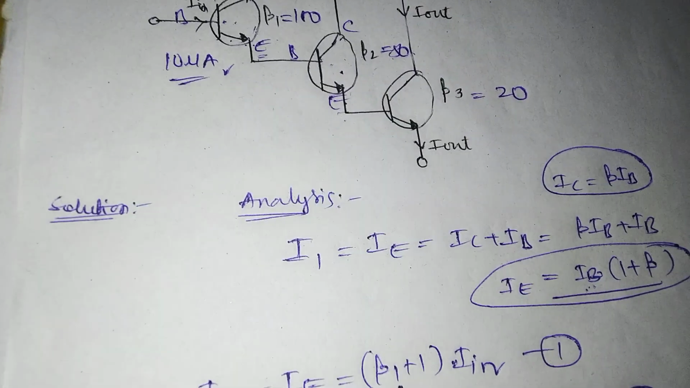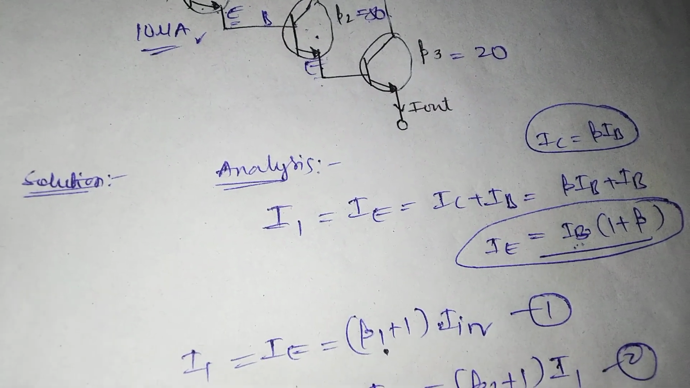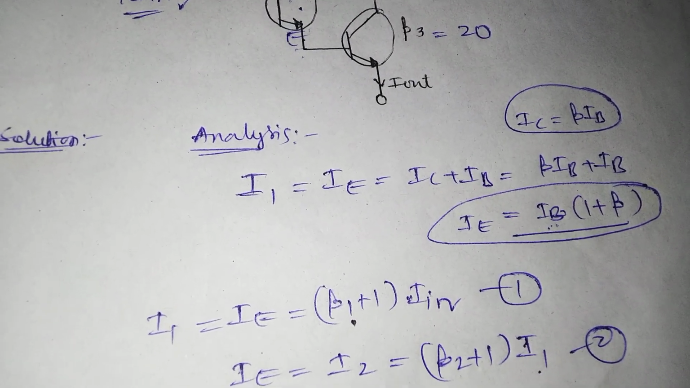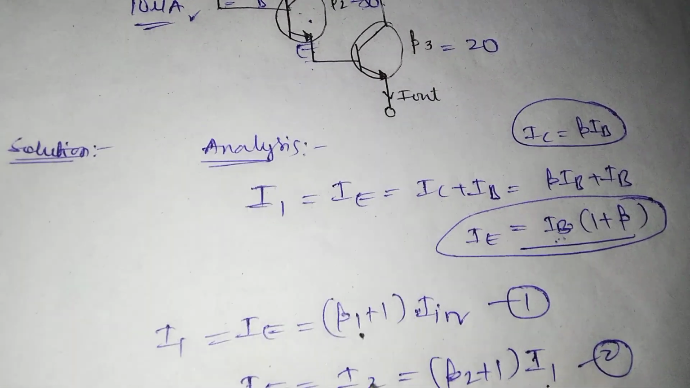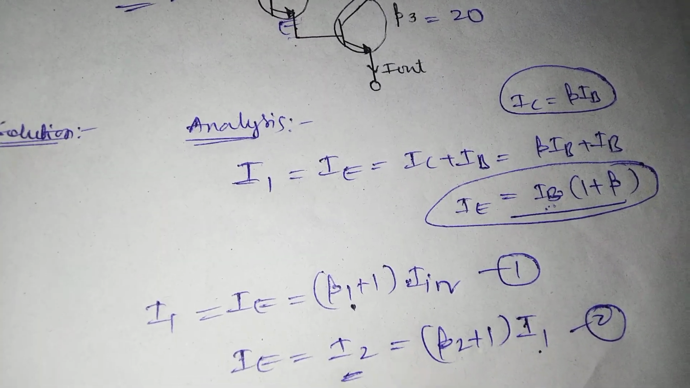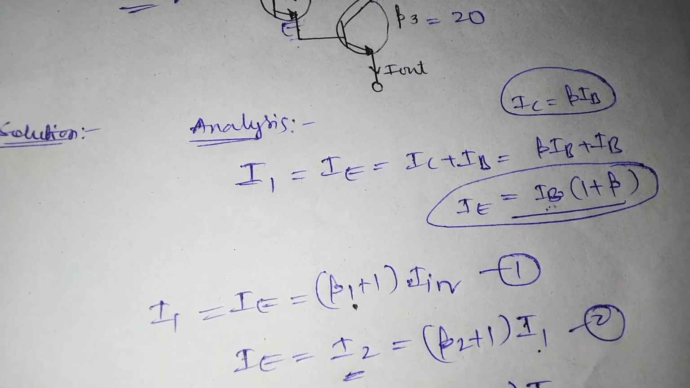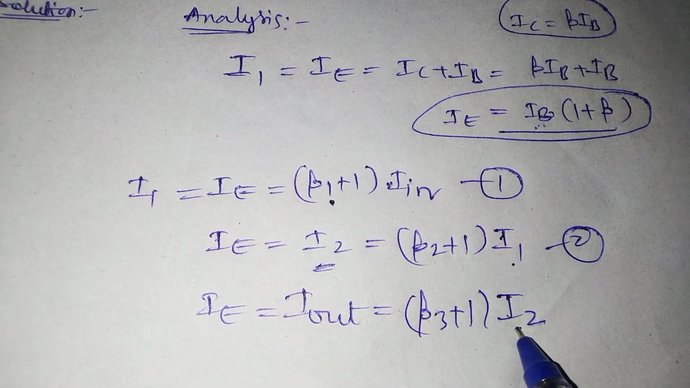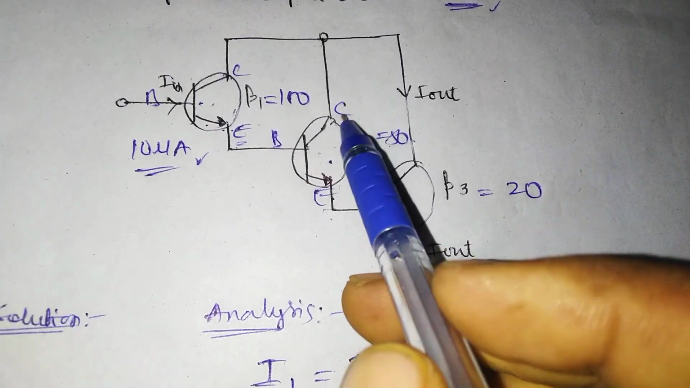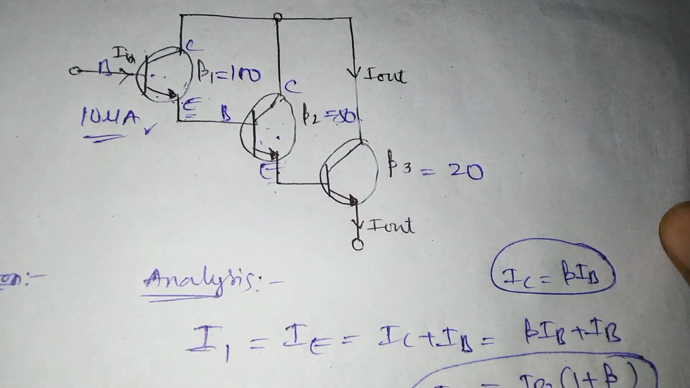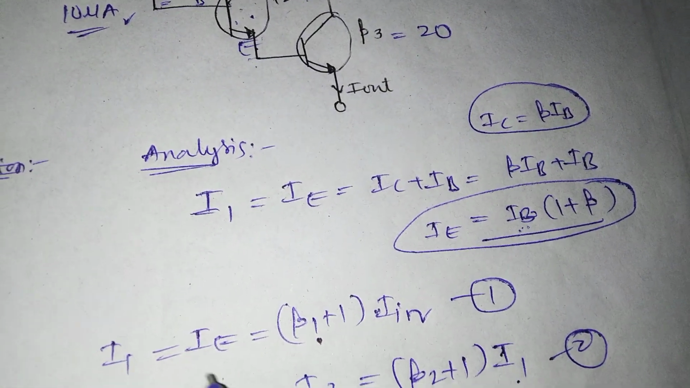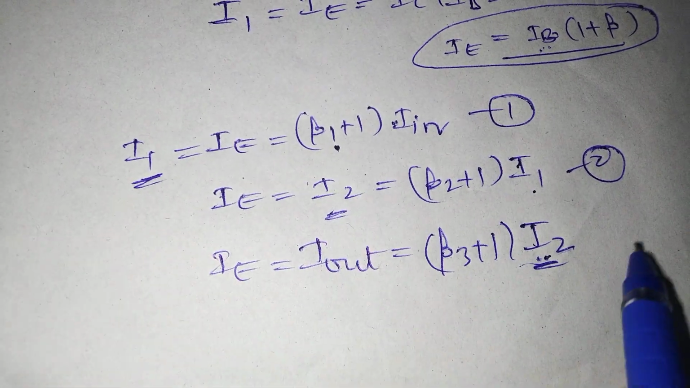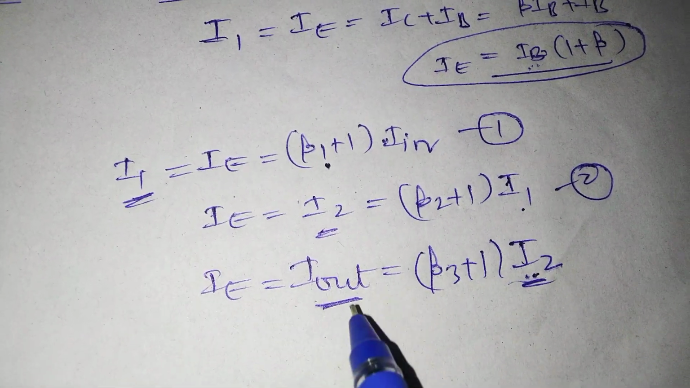Then equation 3 we get from transistor 3. The emitter current IE for transistor 3 is nothing but I out. For I out we get (beta 3 plus 1) I2, right? This input is coming from the previous transistor to the output. So simply this is a chain: I1, I2, then I out. We have to calculate I out.